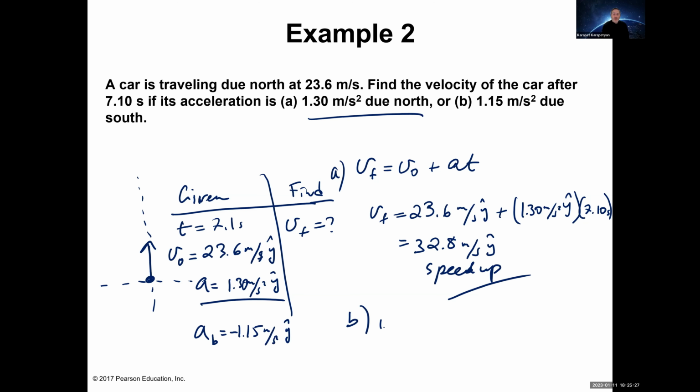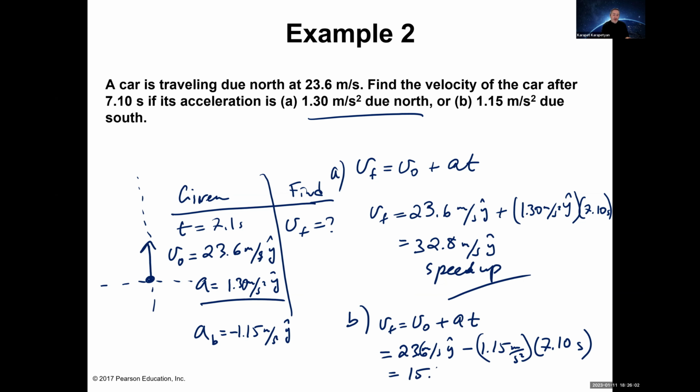Then v final equals v initial plus a times time. So this will be 23.6 meters per second y hat, minus 1.15 meters per second squared times 7.10 seconds. So we calculate 23.6 minus 1.15 times 7.1, and we get 15.4 meters per second y hat.